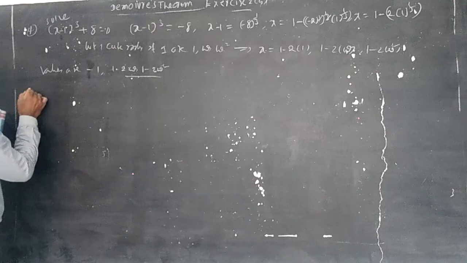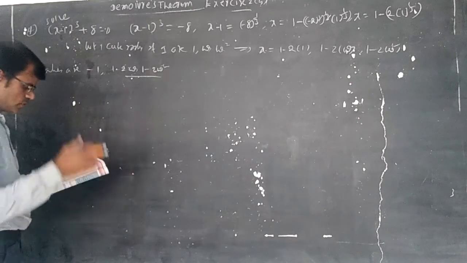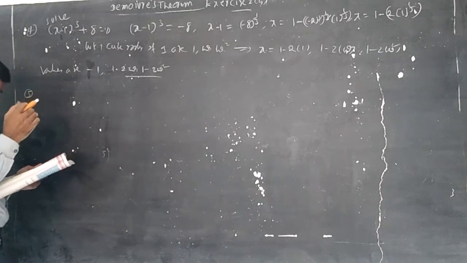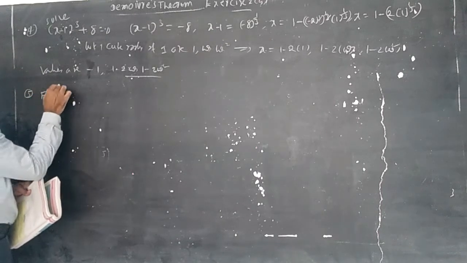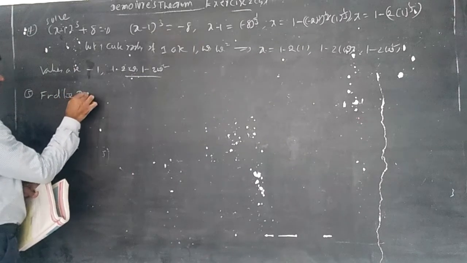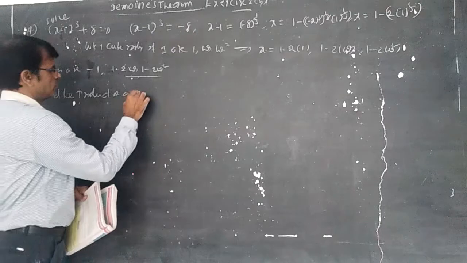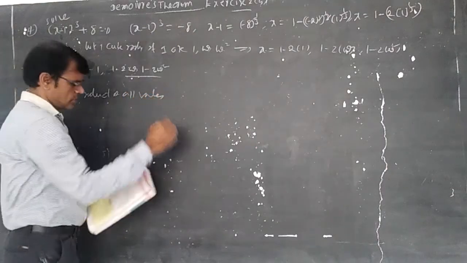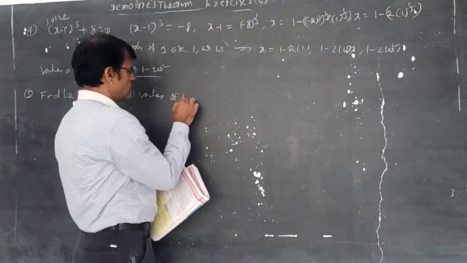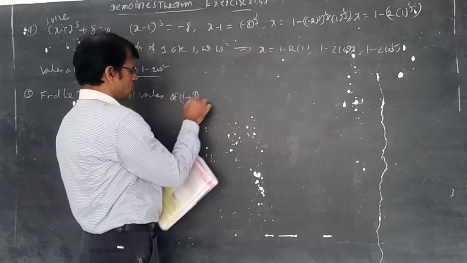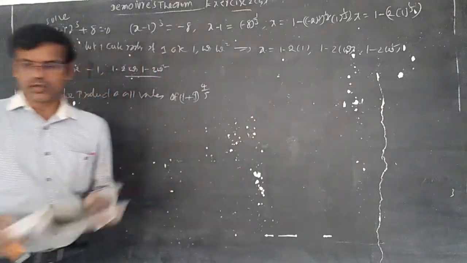Fifth question, students, the answer is wrong. First I am saying directly. Now do the sum. Find the product of all values of 1 plus i whole power 4 by 5. The product of all values is being asked.